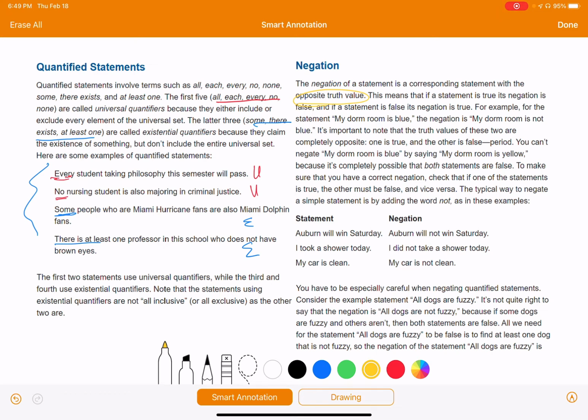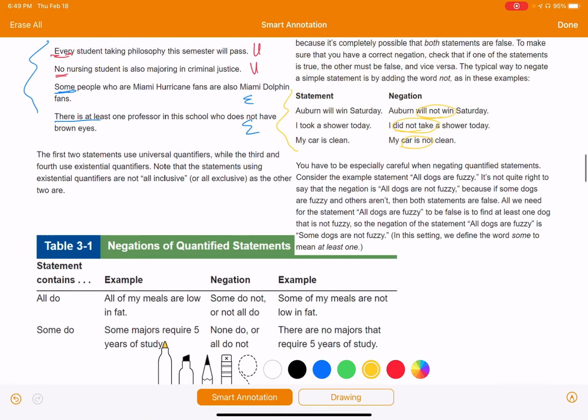Here are some more examples of negations. Auburn will win Saturday. Auburn will not win Saturday. I took a shower today. I did not take a shower today. My car is clean. My car is not clean. You have to be especially careful when negating quantified statements.